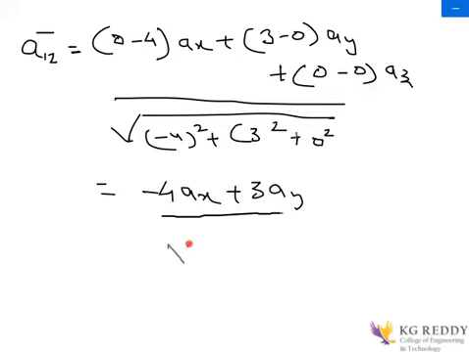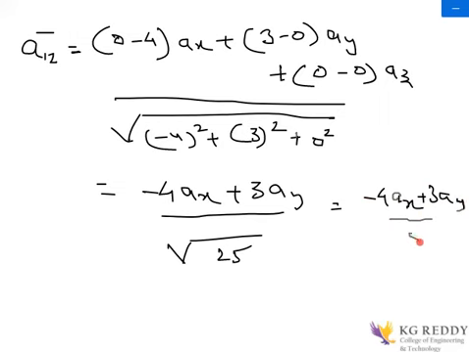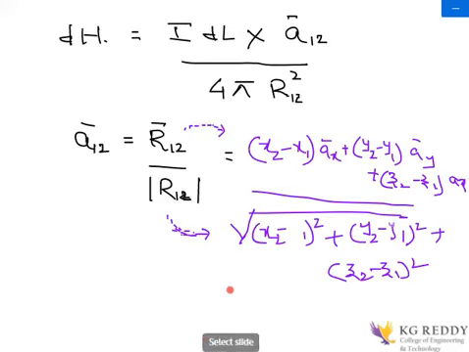So now root of, what will be 3 square plus 4 square? 16 plus 9, right? So we will be getting 25. So finally this will become minus 4ax plus 3ay divided by 5. What is 5 now? 5 is nothing but the magnitude. Here you have solved already. So this magnitude of r is 5. So simply here you can substitute that 5 in this equation, right?